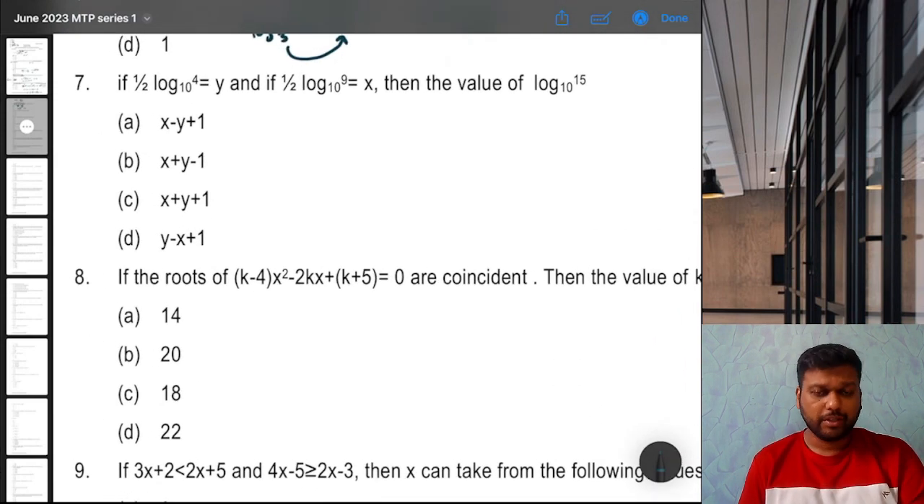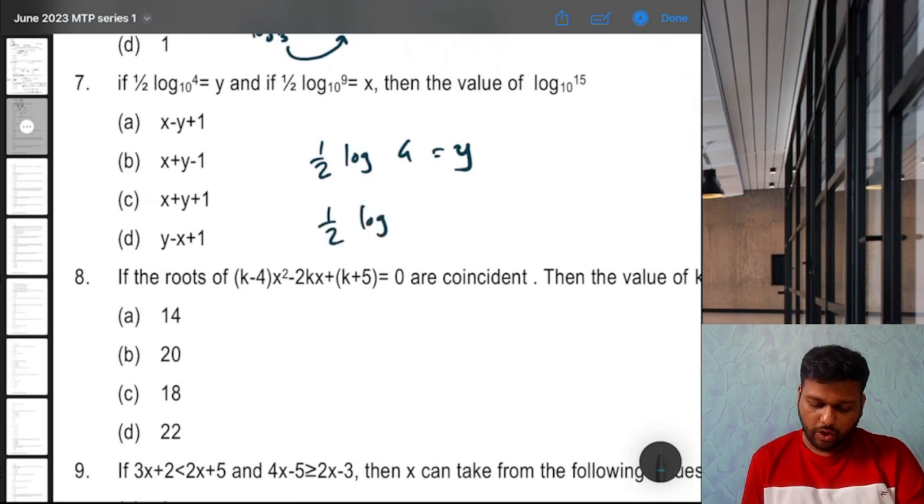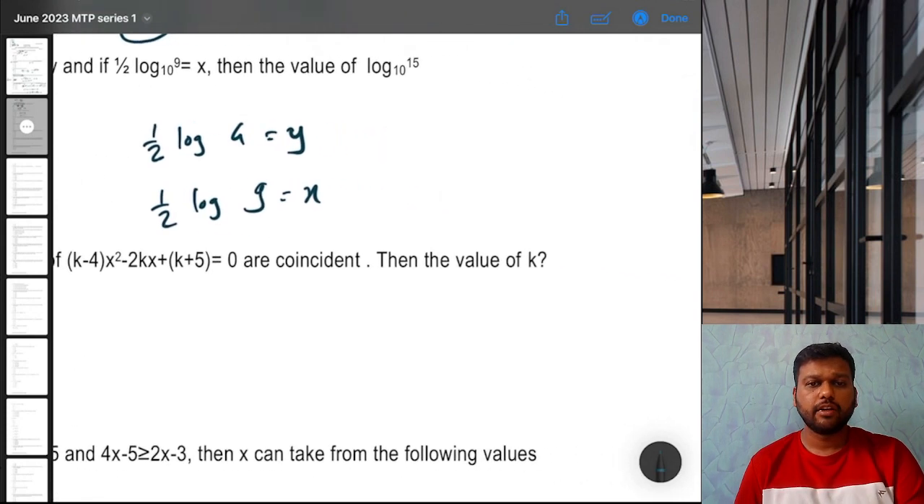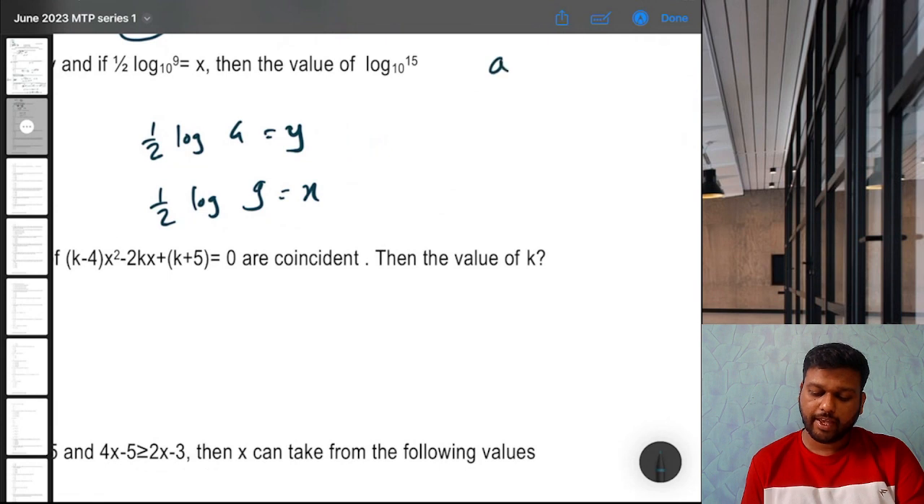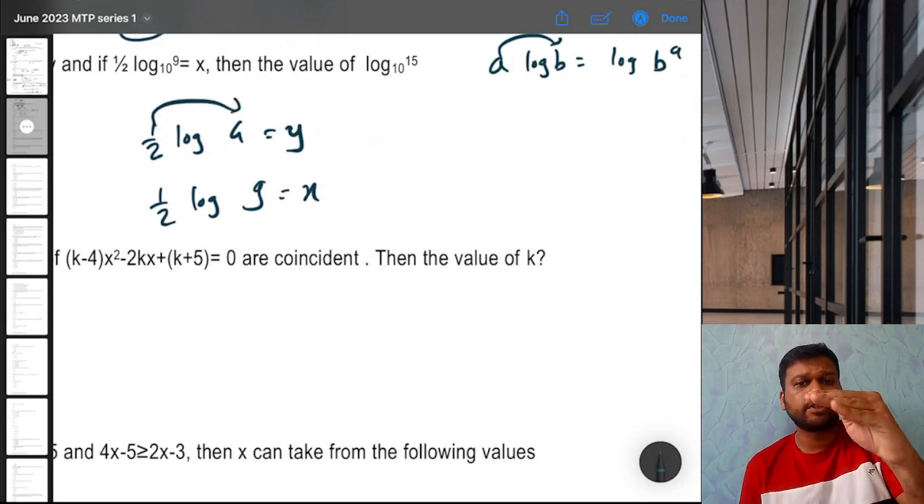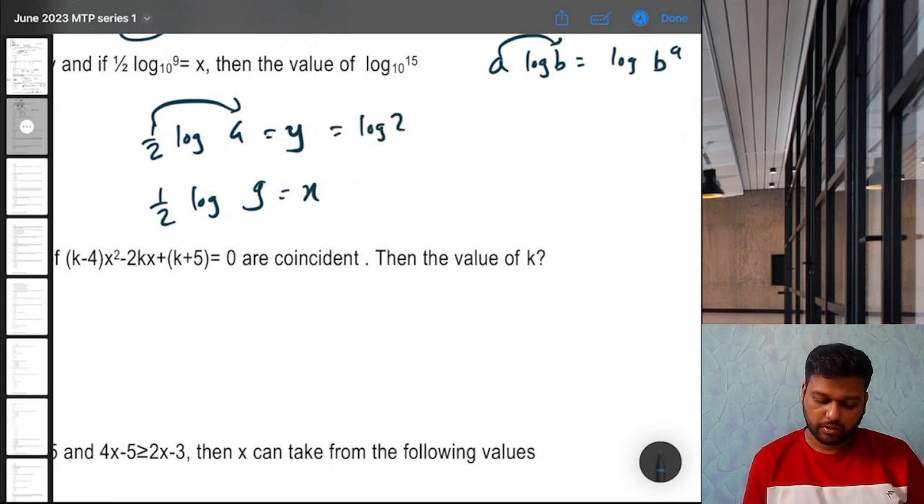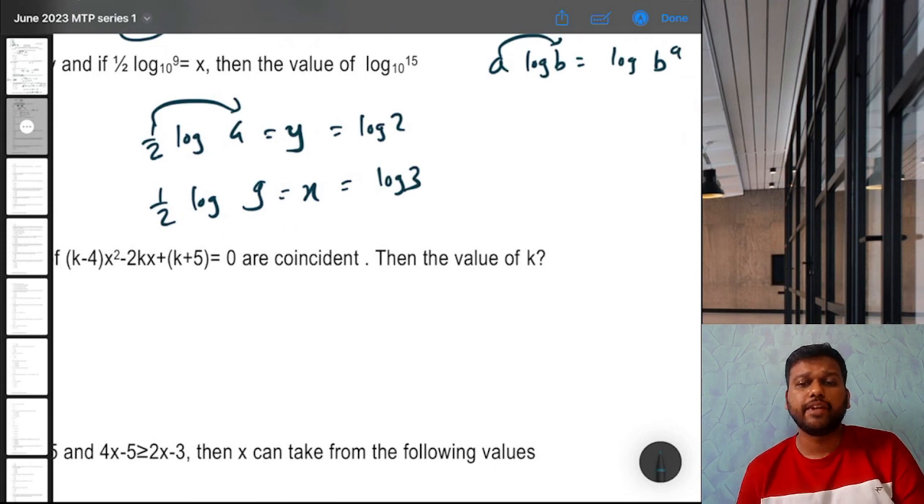7th. Now they have not written this correctly, but it is half log 4 to base 10, let's forget about that, is y. And half log 9 is x. Okay, half log 4. We know that a log b is equal to what? Log of b raised to a. So this half will come here, so log of 4 raised to half. 4 raised to half is what? Square root of 4. So that is log 2. Similarly, this is root of 9, so log 3. Now they are asking us to find log 15 to base 10.